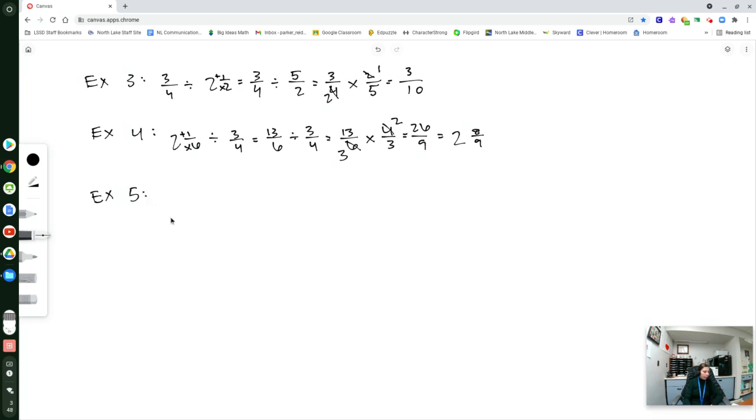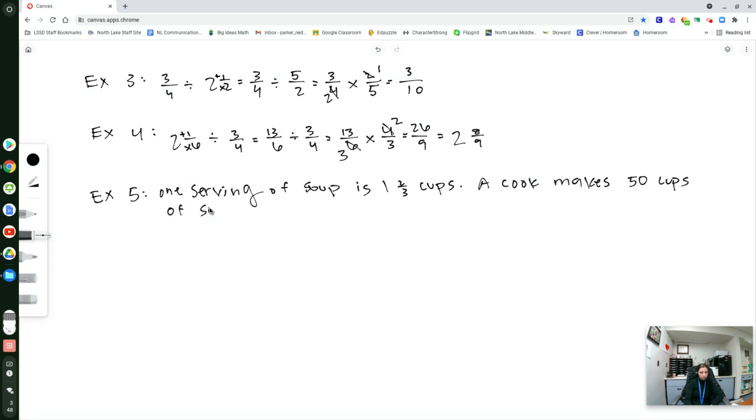Now, one final example here, example 5. 1 serving of soup is 1 2/3 cups. A cook makes 50 cups of soup. Is there enough to serve 35 people?